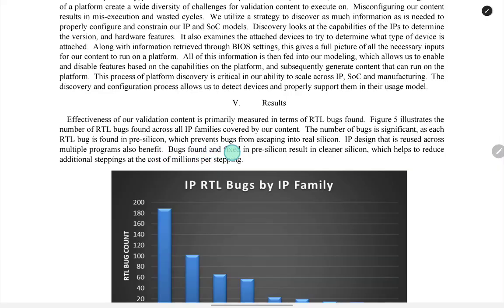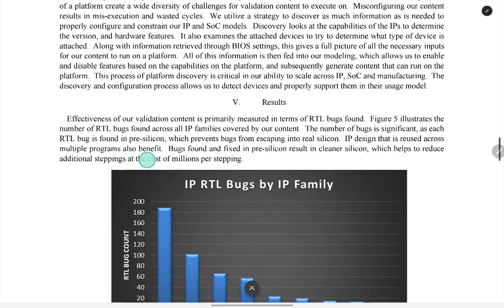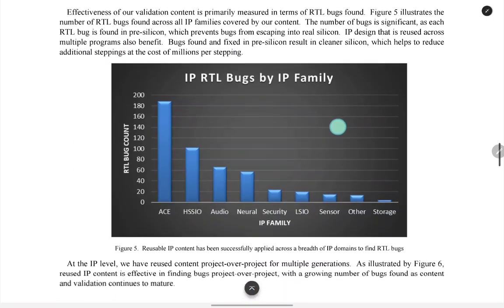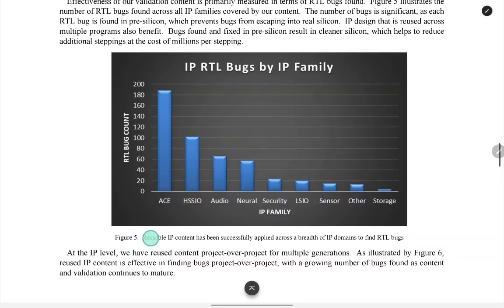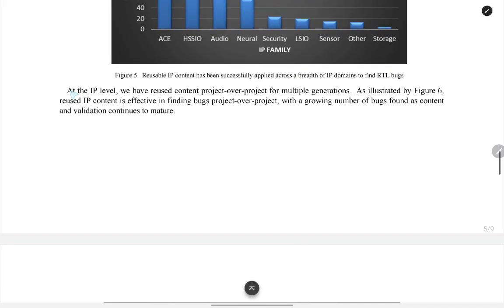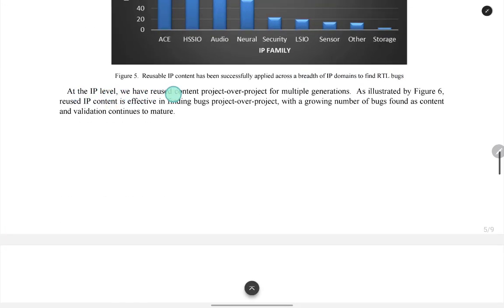Bugs found and fixed in pre-silicon result in cleaner silicon, which helps to reduce additional steppings, at the cost of millions per stepping. Figure 5 shows the reusable IP content has been successfully applied across the breadth of IP domains to find RTL bugs. At the IP level, we have reused content project for multiple generations.